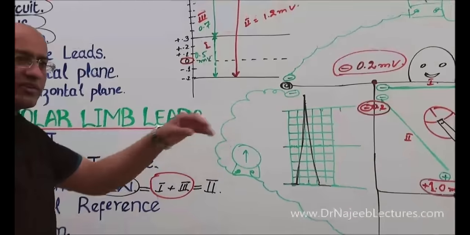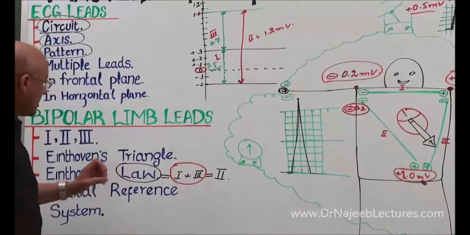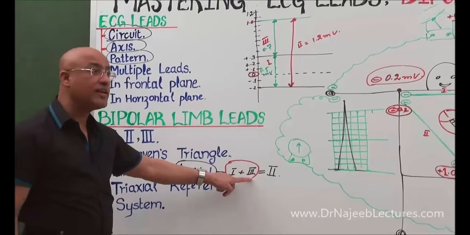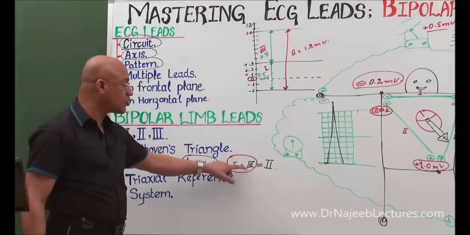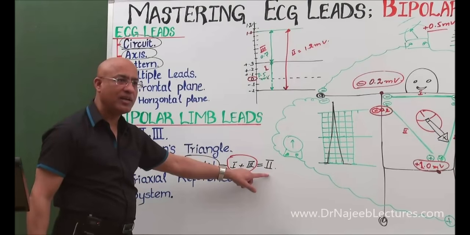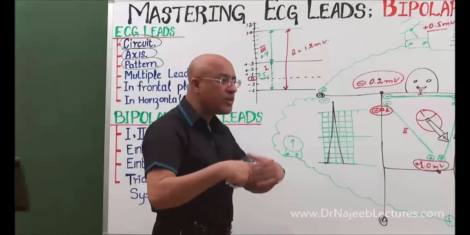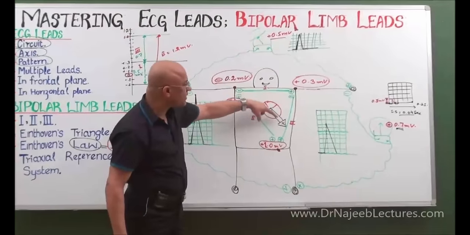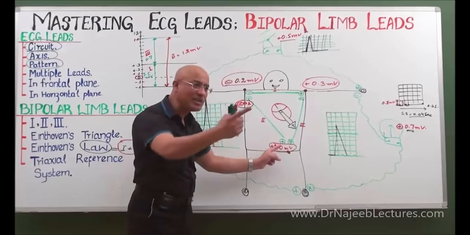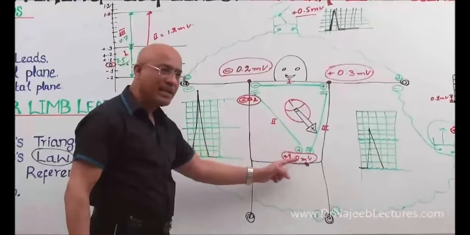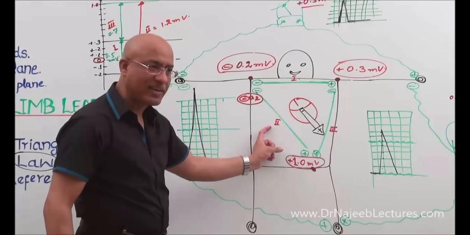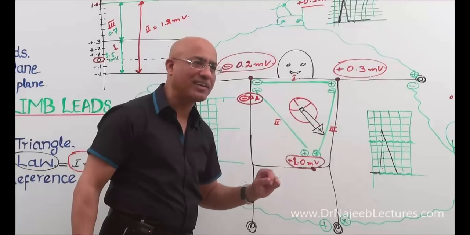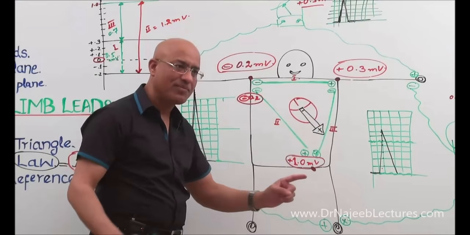Is it clear from where all these things came? So, Einthoven's law is that potential in lead number 1 plus potential in lead number 3, the sum of these two potentials must be equal to the potential of lead number 2. It's very easy to infer that potential of lead number 2 should be maximum, because the electrical axis of the QRS vector is very parallel with the axis of lead number 2. So lead number 2 should have the projection of the full vector, and lead number 1 and 3 will have only a projection of a component of the vector. But these two components together will make this one. Is it clear? Yes, sir.